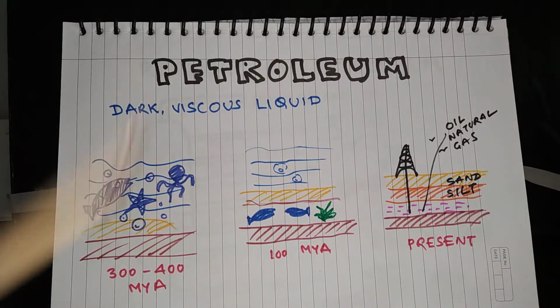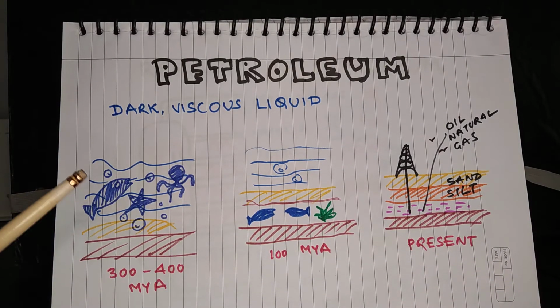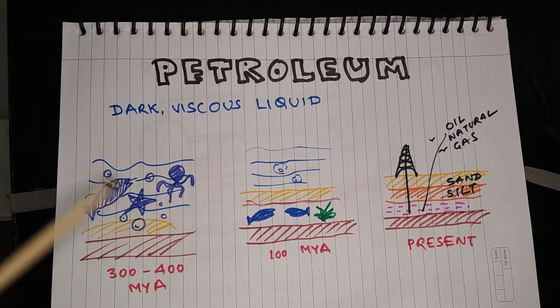Petroleum. Petroleum is a dark viscous liquid which has an unpleasant smell. These figures represent the formation of petroleum.